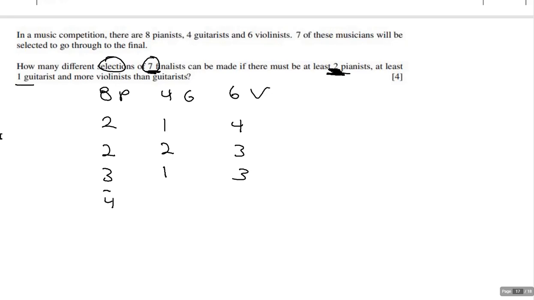So now I only go to the 4. If there's 4 pianists, now what? 1 guitarist and 2 violinists. And is there any other way to make that work with 4 pianists? No. All right. So now we've got 1, 2, 3, 4 ways. And see, now I had 8. So I'm going to do 8 choose 2.